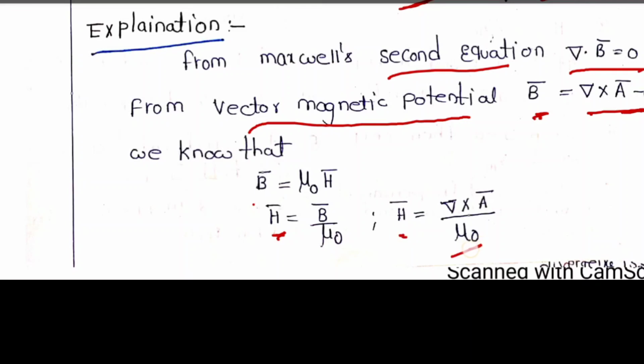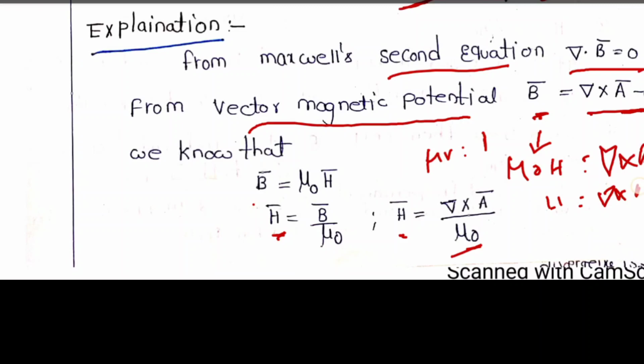We can substitute B equals mu naught H, where mu r equals 1 for free space. Substituting here del cross A, we get H bar equals del cross A by mu naught.